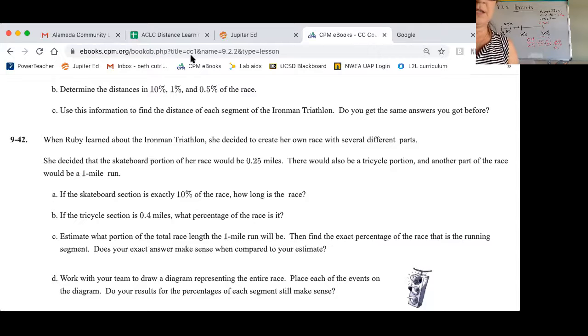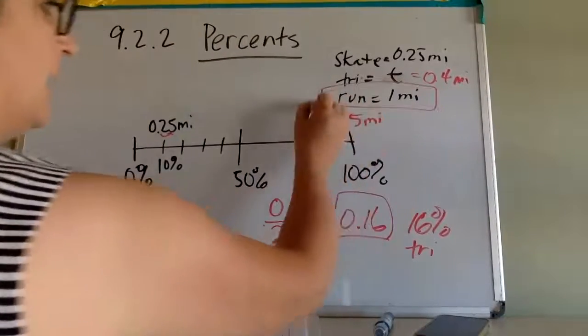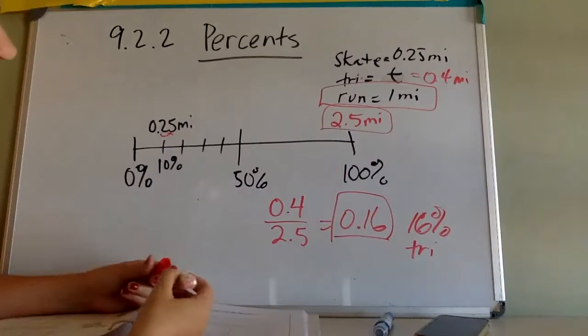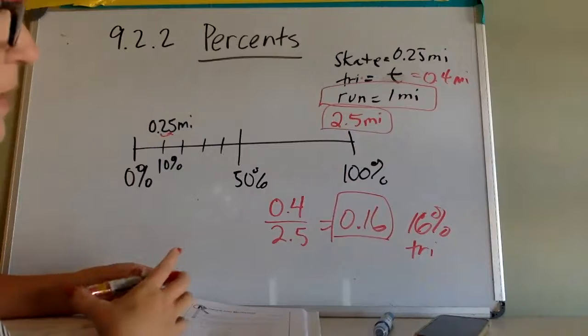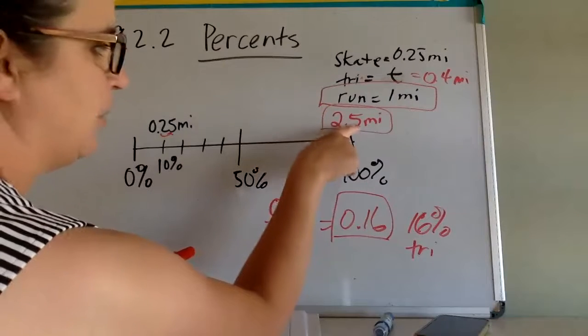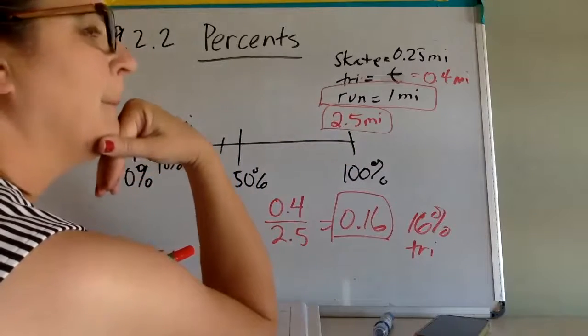Letter C. I'm still sharing with you, you probably can't see the board, so I'll read this one and then I'll show you the board. Estimate what portion of the total race length the 1 mile run will be. Well, that's not going to be too hard to estimate. We have a 1 mile run and a 2.5 mile race. So estimating, it's not half of the race, because half would be a 2 mile race. So it's 50 plus a portion of that half of a mile.